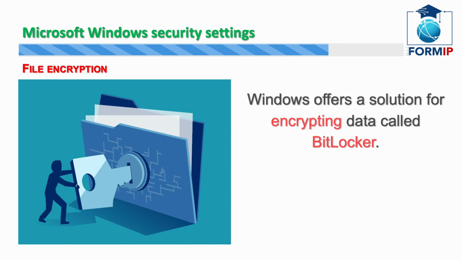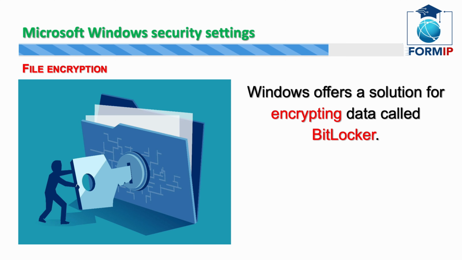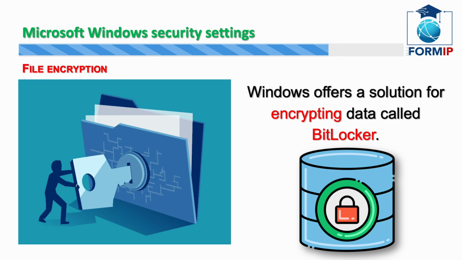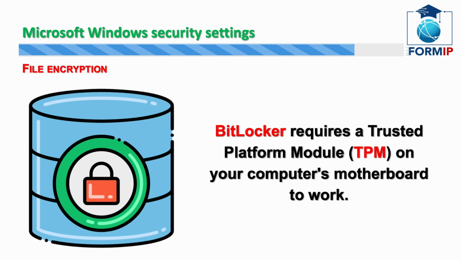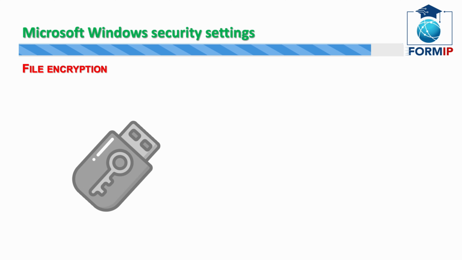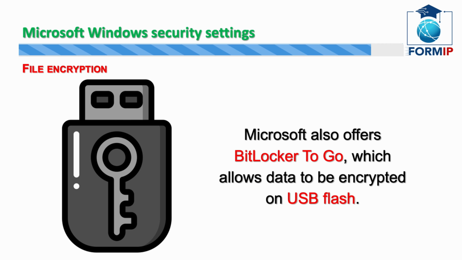File encryption. Windows offers a solution for encrypting data called BitLocker. This solution does not only encrypt a selection of directories, but the entire hard disk, and therefore also includes the operating system. So, if your computer is stolen or the drive is removed, your data is still protected. BitLocker requires a Trusted Platform Module, TPM, on your computer's motherboard to work. Microsoft also offers BitLocker to Go, which allows data to be encrypted on USB sticks.